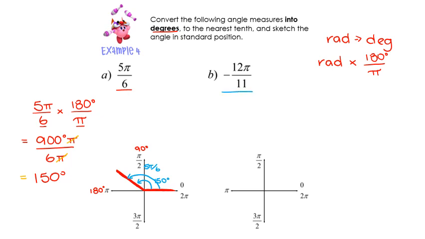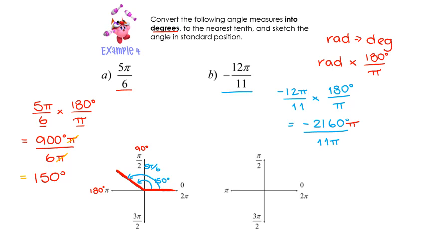Now for negative 12 pi over 11, we'll start with that, negative 12 pi divided by 11, and we'll multiply it by the ratio of 180 degrees over pi. Again, multiply your numerators together. So on top, negative 12 pi times 180 is going to give us negative 2,160 degrees. And then on the bottom, 11 times pi is 11 pi.